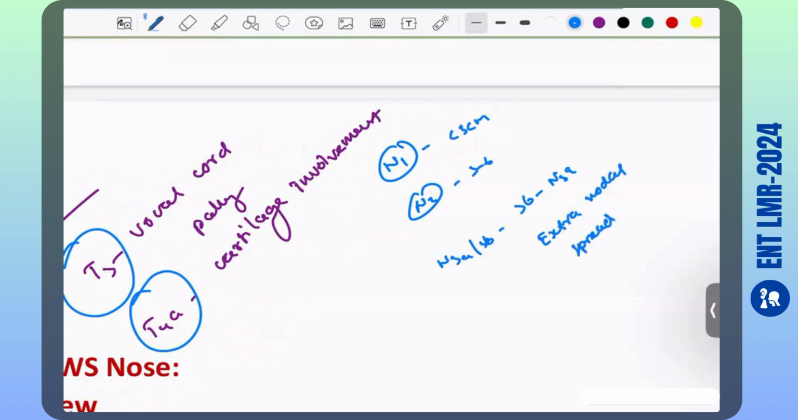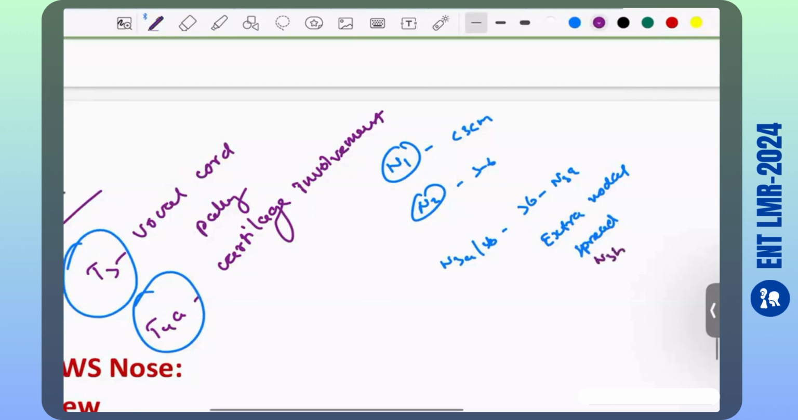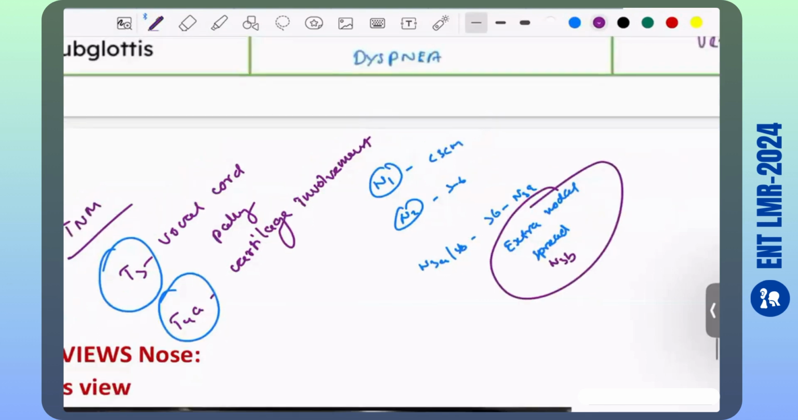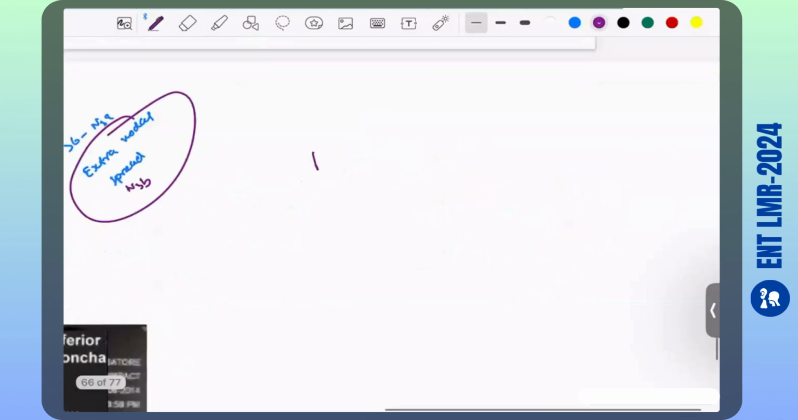N2 is also divided into N2a, N2b, and N2c, which is not very important. But N3a and N3b, where N3b is extranodal spread, are very important. So this is the staging question for carcinoma larynx. The treatment is total laryngectomy and post-op radiotherapy.